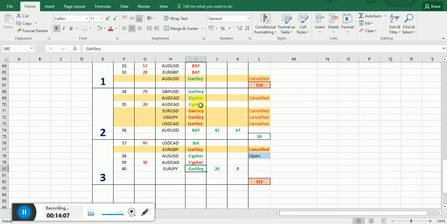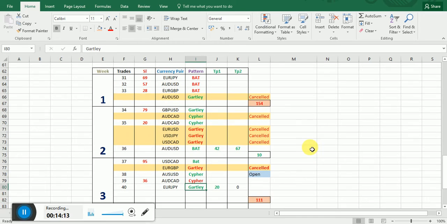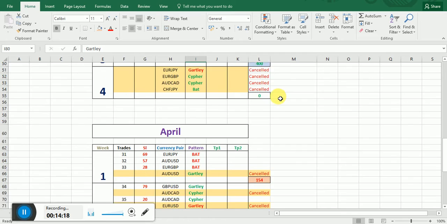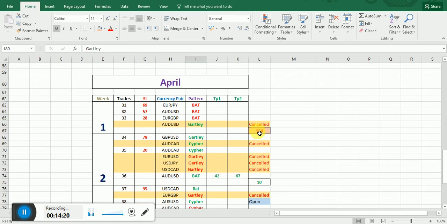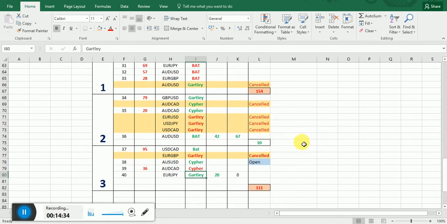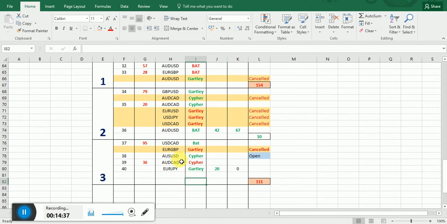So obviously last week that I didn't put out a video, we ended up having an okay week. The previous week was a very bad week, as we lost 154 pips. Then last week we continued that losing streak, losing 5 in a row, and then we had a big winner on the Aussie dollar Bat pattern, giving us a break-even week. And then this week that I just finished, we took a hit again: a couple of losses, a one target winner, and we're still waiting for our Aussie dollar Cipher trade.